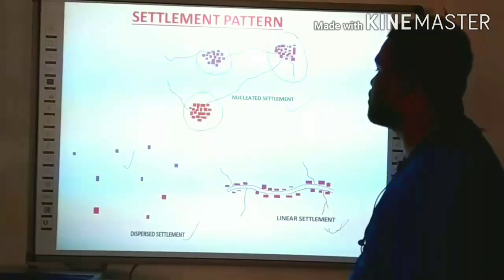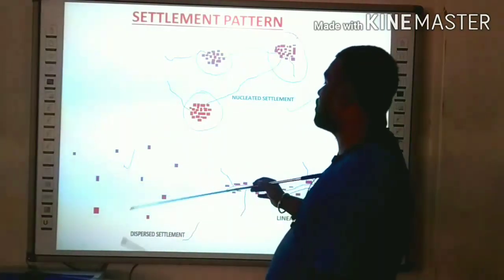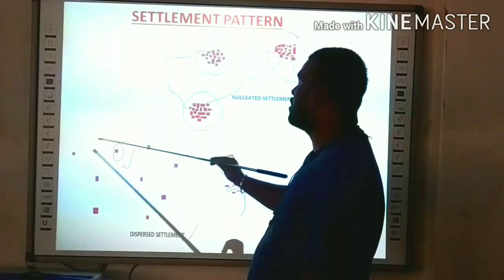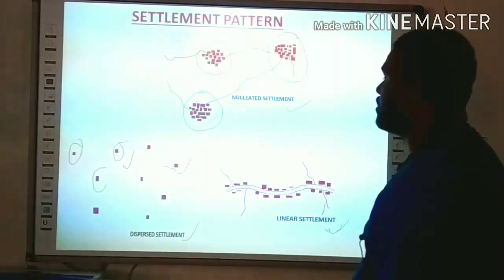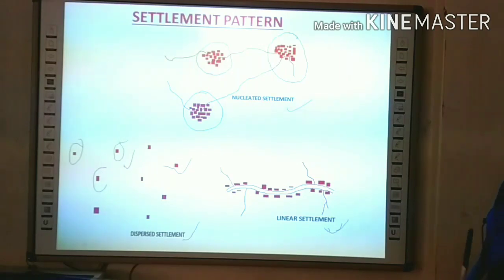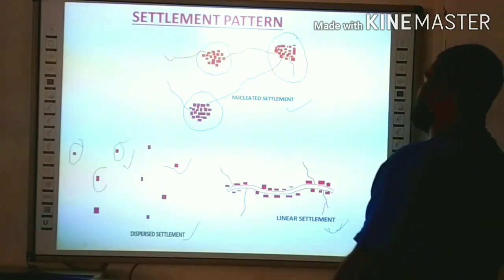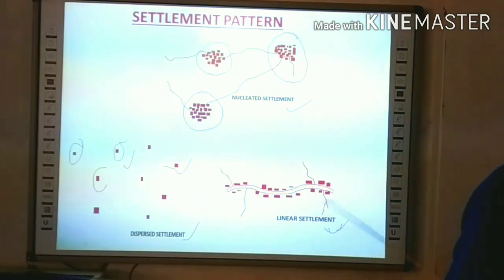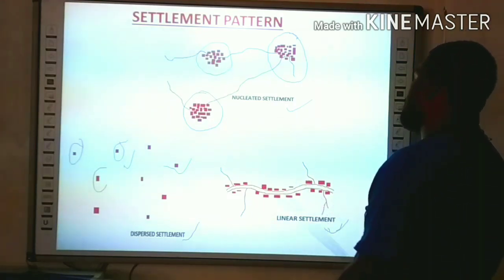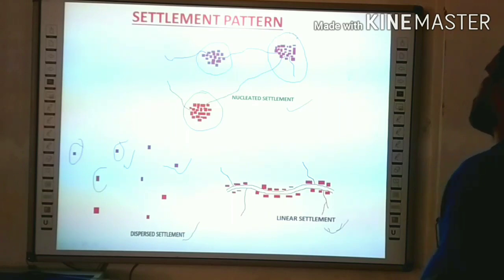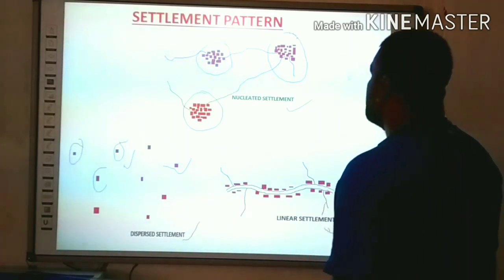Now this is dispersed settlement. It generally forms in interior areas, in forest areas or desert areas, where you can find the houses are very far from each other. Linear settlement: this type of settlement generally grows up near roads or rivers. They generally develop because of good communication facilities, which help in developing trade.